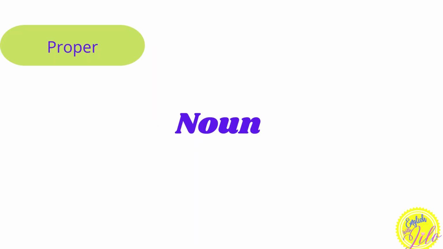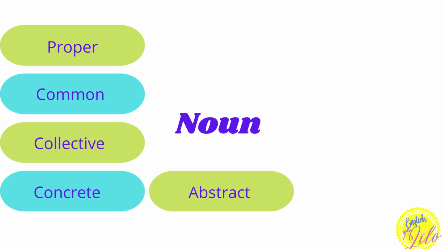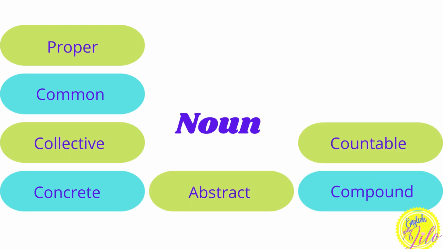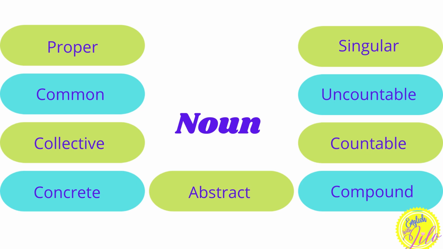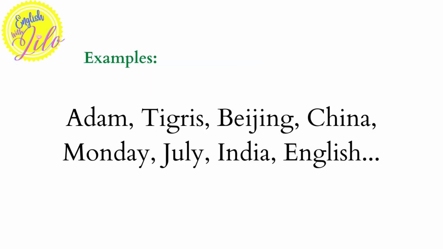There are 10 types of nouns: proper, common, collective, concrete, abstract, compound, countable, uncountable, singular, and plural. Proper noun. A proper noun names a specific person, place, or thing and always begins with a capital letter. Examples: Adam, Tigris, Beijing, China, Monday, July, India, English.